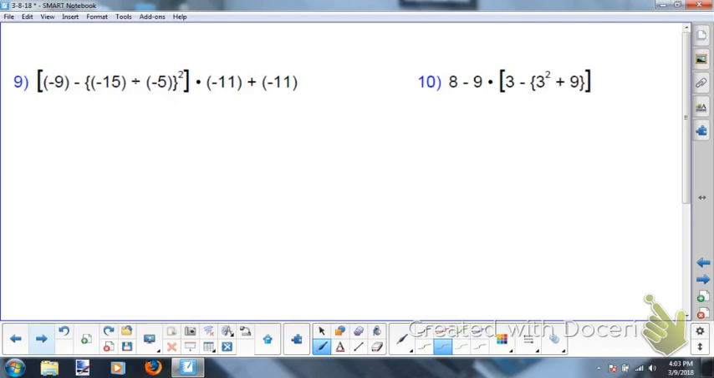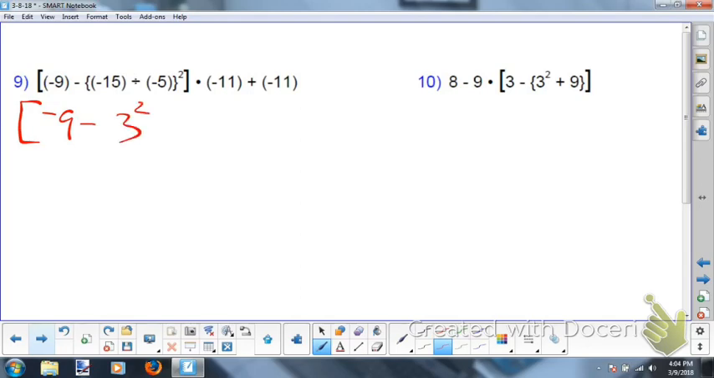All right, so I'm going to rewrite. When I rewrite, I'm going to get rid of my parentheses. I just put my negative signs up high so I know that it's a negative number. If you like keeping them, that's fine. So I have negative 9 minus. Now I have negative 15 divided by negative 5. Negative divided by negative, I'm going to get a positive answer. It's 3, and the 3 is squared.